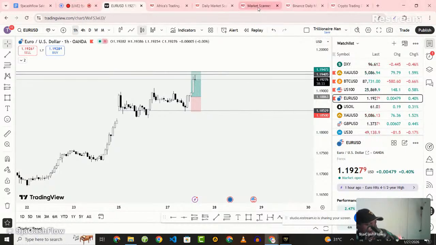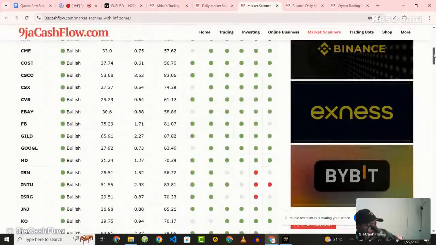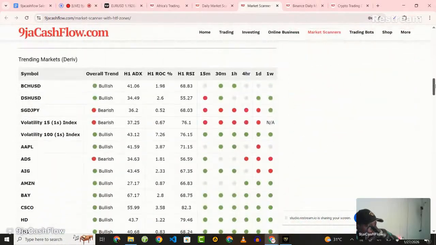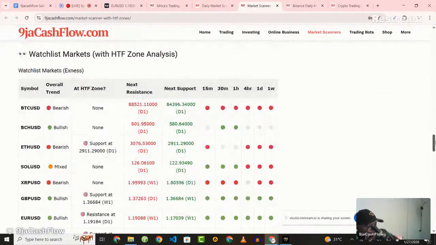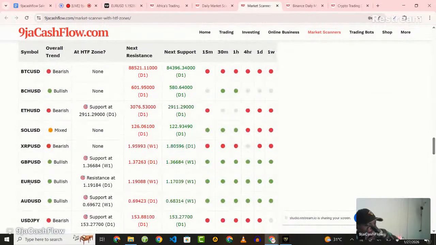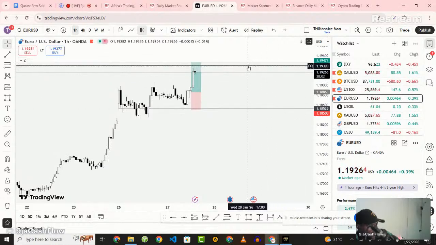So let's go back to our market scanner. Let's even check euro. So this is a market scanner with zone. This one helps us with higher time frame zones. I want to check euro. So as you can see, this is Euro USD. This is the next resistance. So this was scanned in the morning, 1.1918. Okay, and if you check the chart, 1.1918, this was the resistance that has been broken.